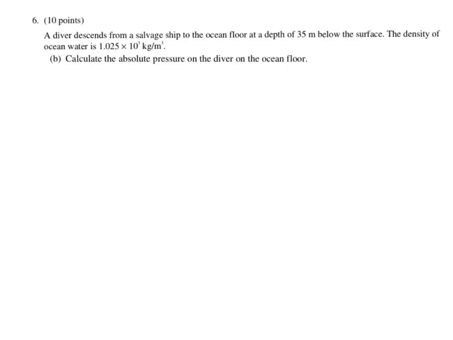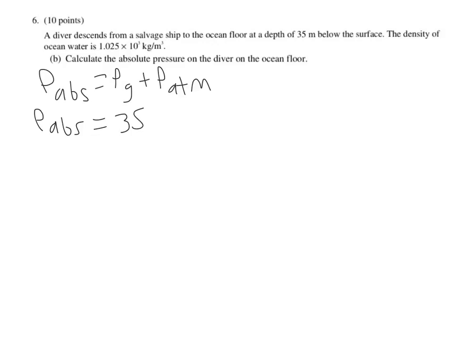Okay, so part B, calculate the absolute pressure on the diver on the ocean floor. So we know that absolute pressure is equal to our gauge pressure plus the pressure of our atmosphere. Our gauge pressure, which we calculated in part A, is 351,575 newtons per meter squared.